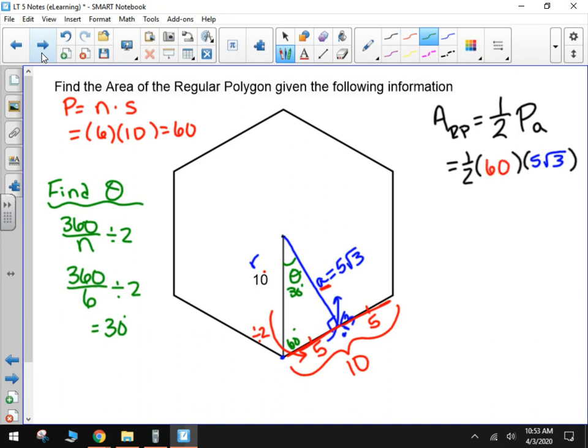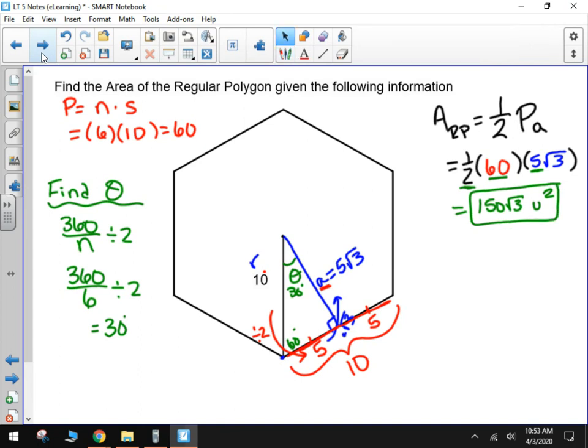And then again, you're going to multiply just the outsides together first. So I can take 60 times 5. And then I'll divide it by 2 for the half. And I get 150. And then you have the square root 3 left. So put that there, and then units squared. Okay. The special right triangle, so there shouldn't be decimals. Okay, and that's it for today.